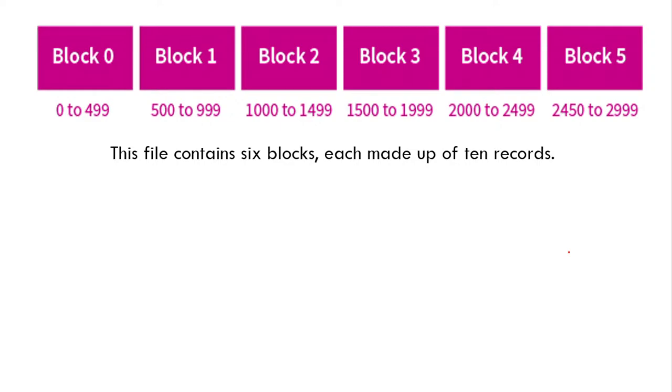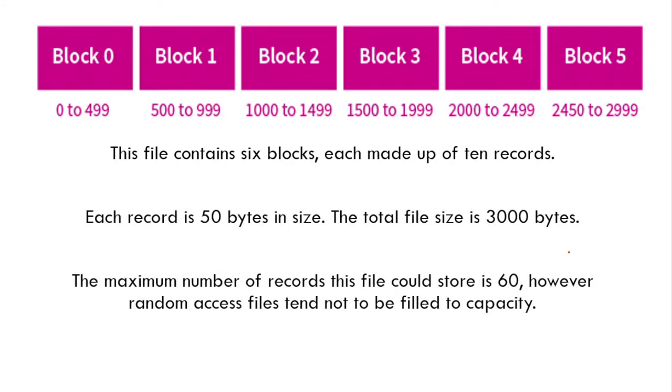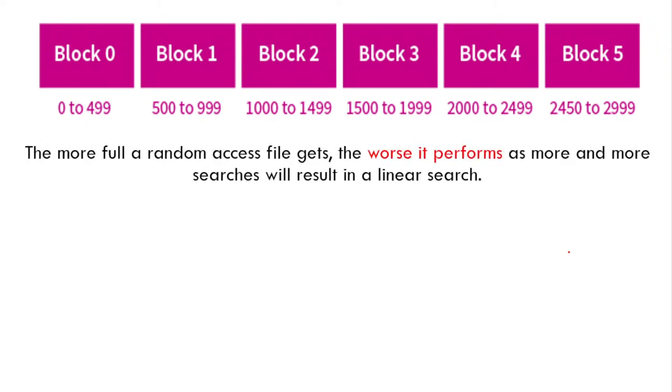Okay? So for this example, I'll skip through this. It's not really important. That's just working out the size again, using this example. All right? But the more full a random access file gets, the worse it performs, okay? The worse it performs, the more full it gets. We need to strike the balance.